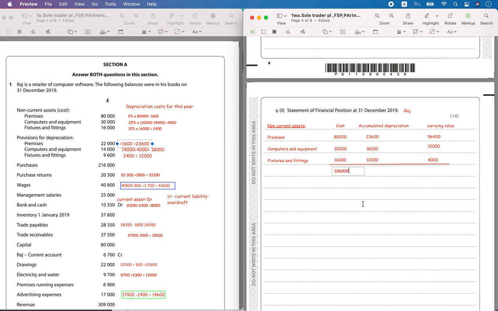So the total cost is 126,000. Then we have the accumulated depreciation. Just add all the accumulated depreciation, 23,600 plus 18,000 plus 12,000. This is going to be around 53,600.